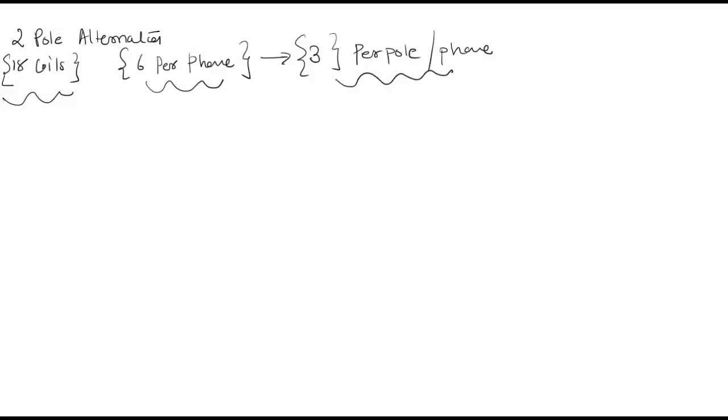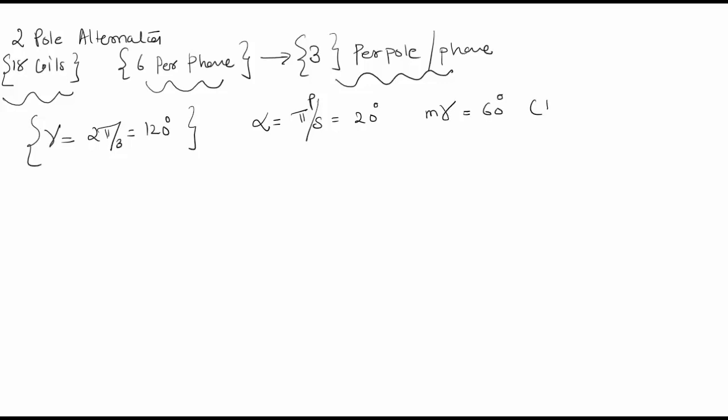So this is how my generator was, and my alpha, the phase angle of the voltage generator, was 2 pi by 3, which is given by 120 degrees, and my gamma was 120 degrees. My alpha was equal to pi divided by P into S, which is equal to 20 degrees, and my phase spread, m gamma, was equal to 60 degrees, which was equal to my phase spread.